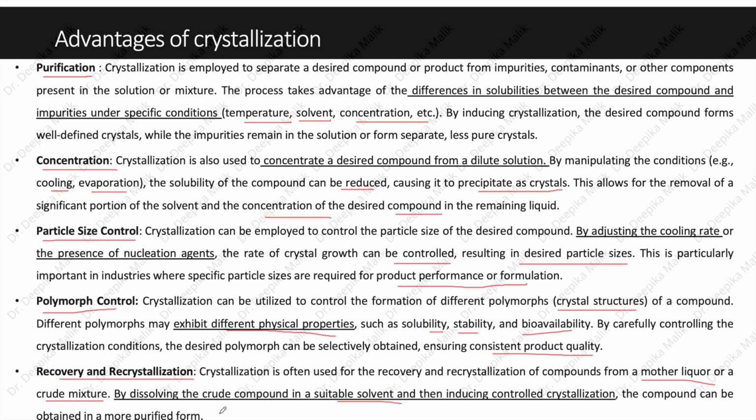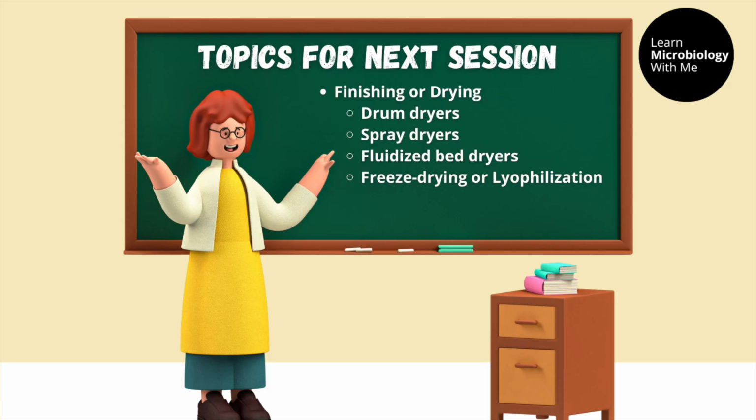So we have discussed the purification methods that include chromatography, membrane processes, liquid membrane, and crystallization. We have also seen that processes like reverse osmosis, ultrafiltration, and crystallization can serve as both concentration and purification steps. Now in the next video we'll discuss the last stage, that is finishing or drying.